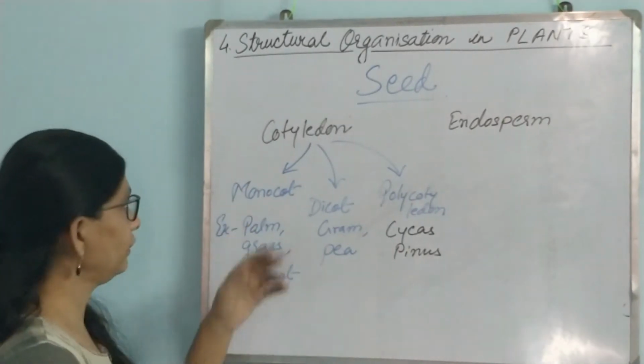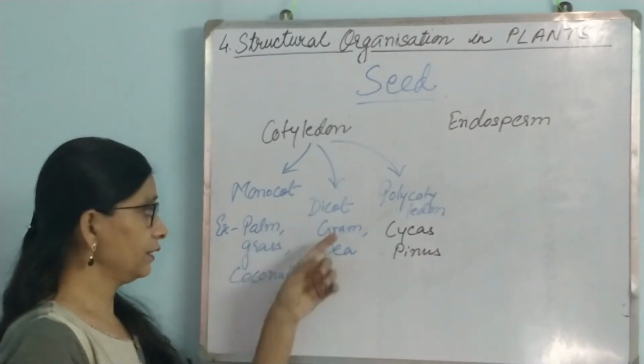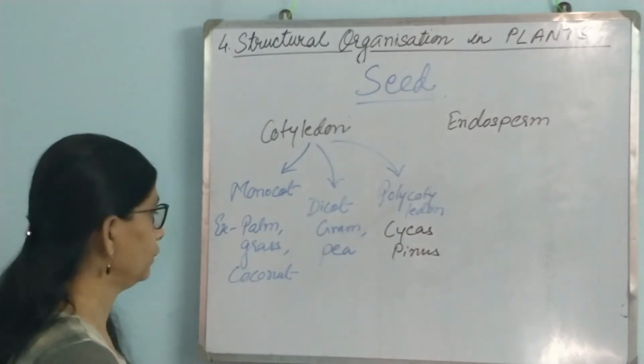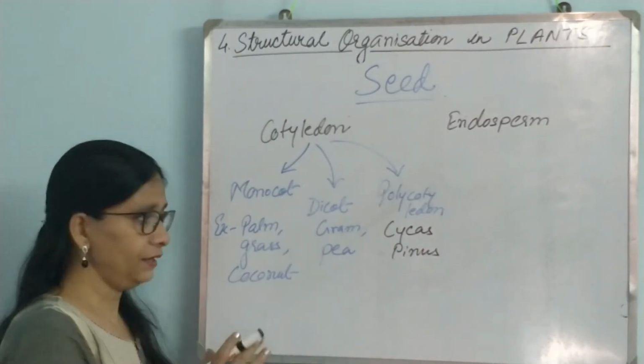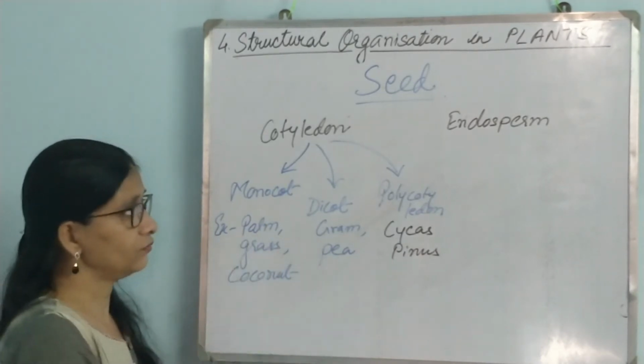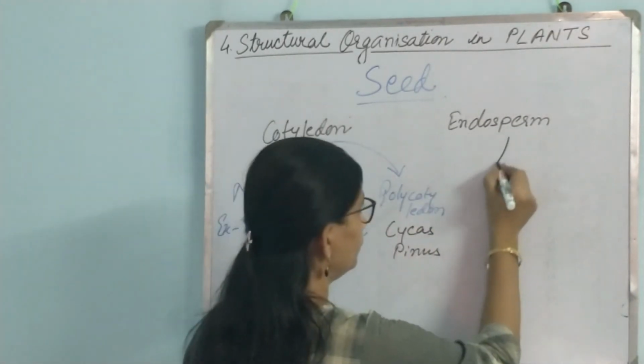So that is based on the number of cotyledons. Monocot will have one cotyledon, dicotyledon will have two cotyledons, and polycotyledons will have many cotyledons. Now we shall see in detail the structure of monocot seed and dicot seed. First let us talk about endosperm.